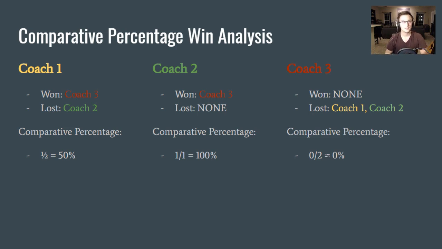Sad Coach 3. Coach 1 beat Coach 3 and lost to Coach 2. So we say that Coach 1 has a comparative win percentage, or comparative percentage win rate, or whatever terms you want to use, of 1/2, which is 50%, because he won 1 game out of 2 games played in this subset, right? So again, in this example, Coaches 1, 2, and 3 all have the same win-loss record, and we're trying to determine where they're ranked amongst each other.